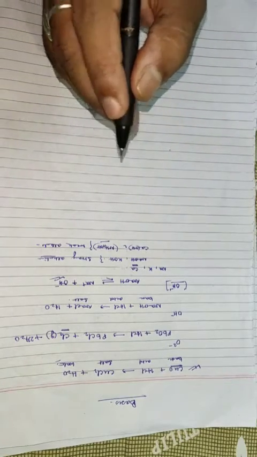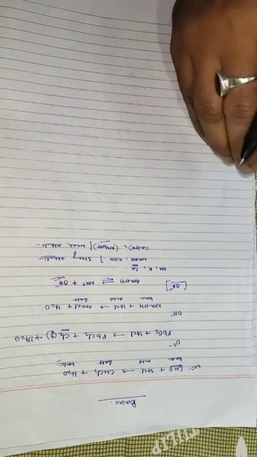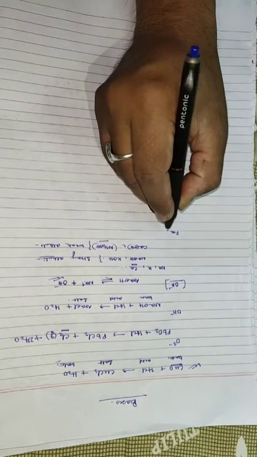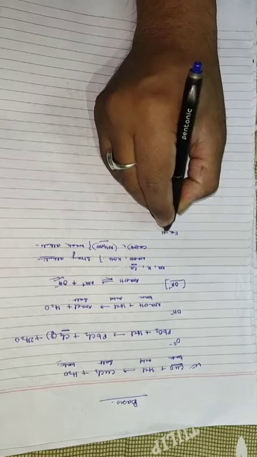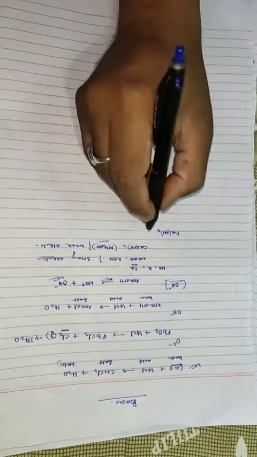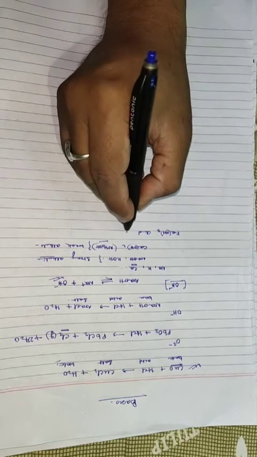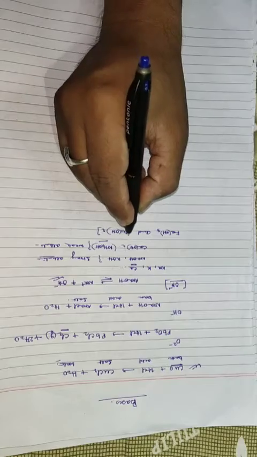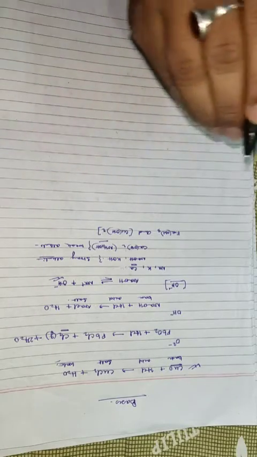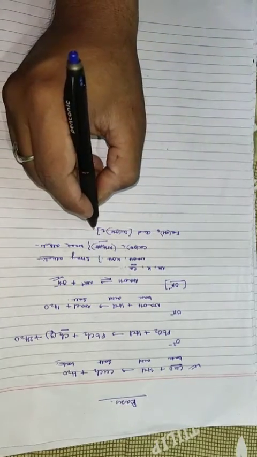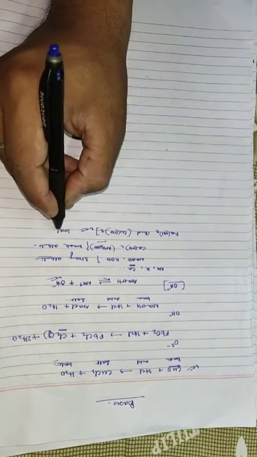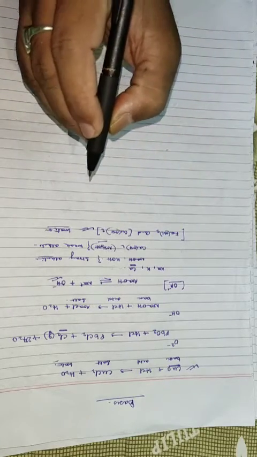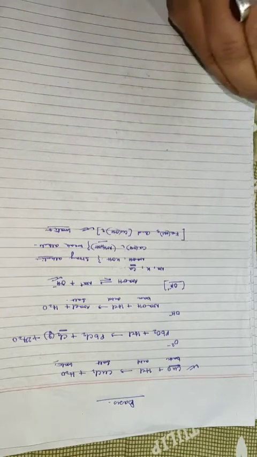Now all alkalis are bases, but all bases are not alkali. For example, ferric hydroxide and cupric hydroxide. Now they are bases but not alkali because they are insoluble in water. They are not soluble in water. That's why all alkalis are bases but all bases are not alkali.